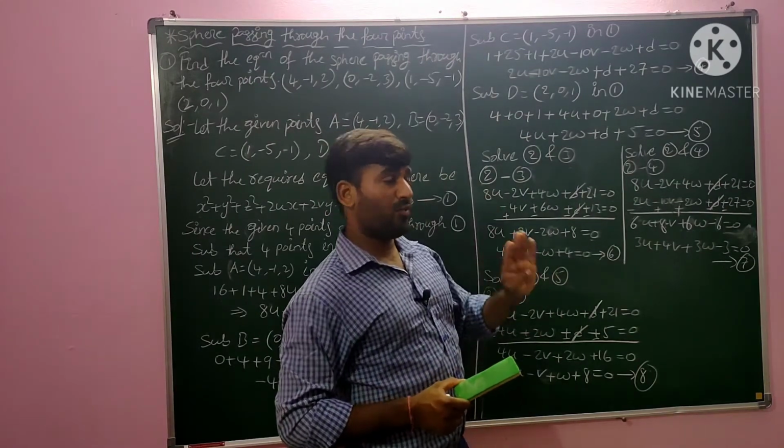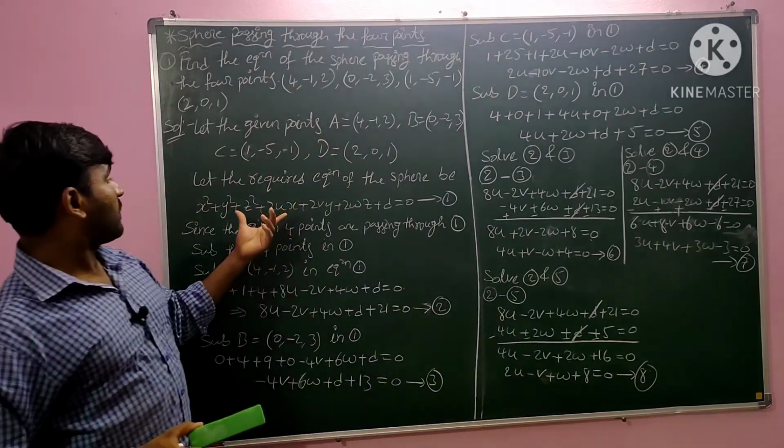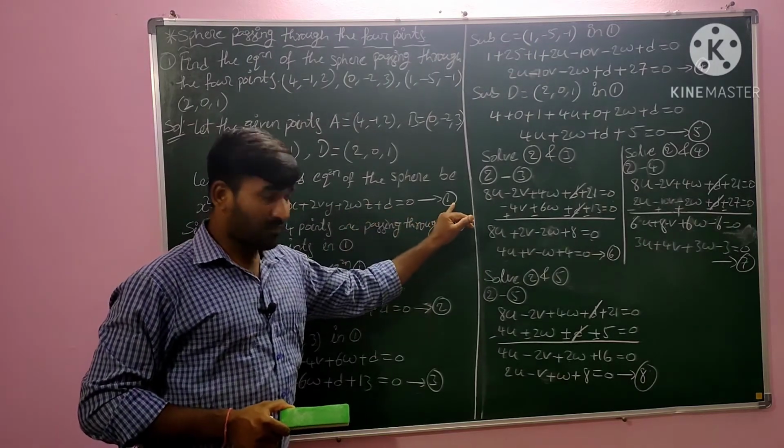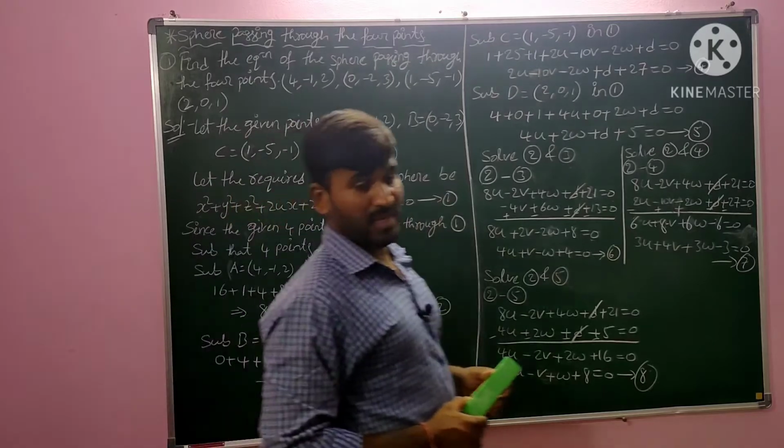After that, substitute those 4 values in the required equation of the sphere, that is equation number 1, and you will get the sphere equation.